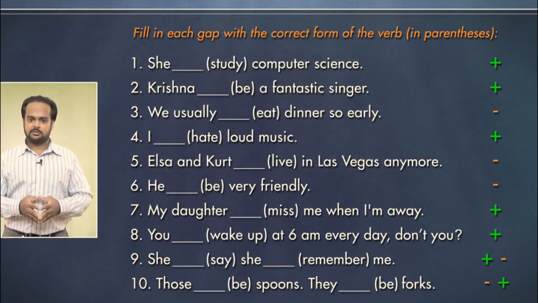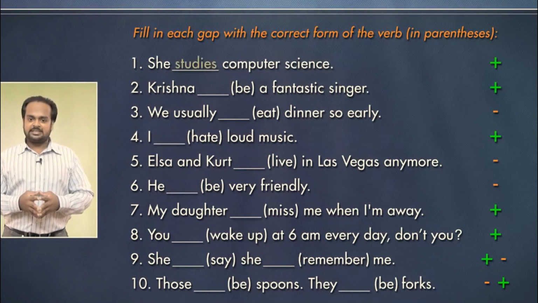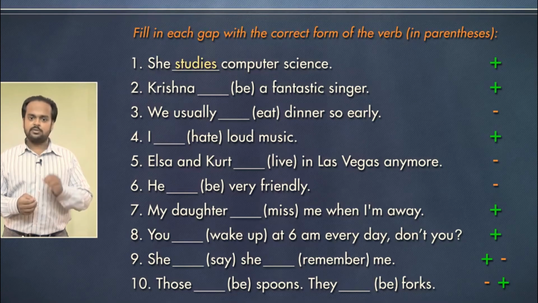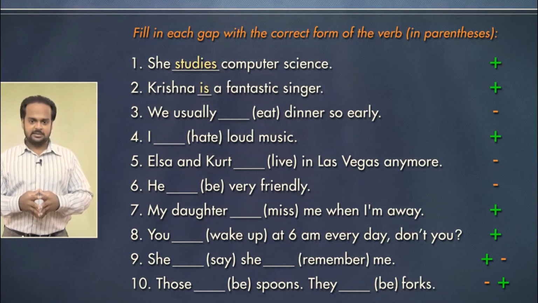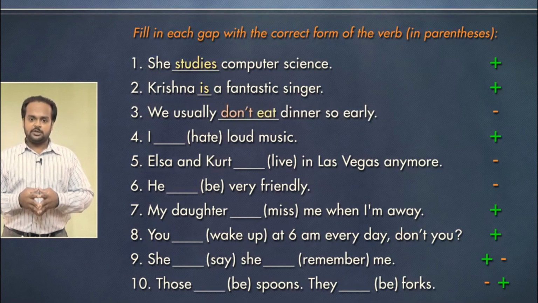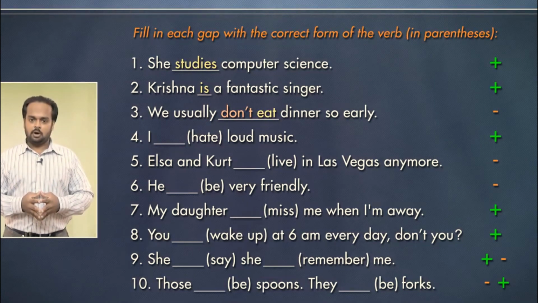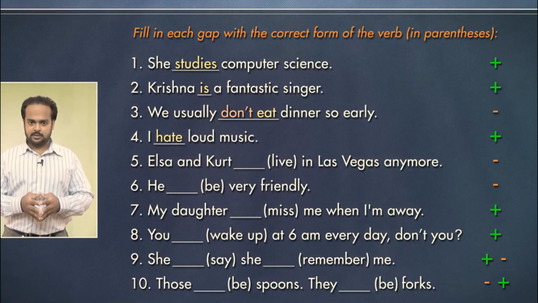Alright, let's look at the answers. Number 1 is she studies computer science. Note the spelling. Studies is spelled without Y and with IES. Number 2, Krishna is a fantastic singer because Krishna is a singular noun. Number 3, we usually don't eat dinner so early. You can also say we don't usually eat dinner so early. That's also okay. Number 4 is I hate loud music.